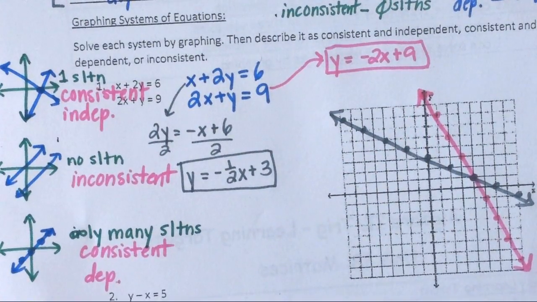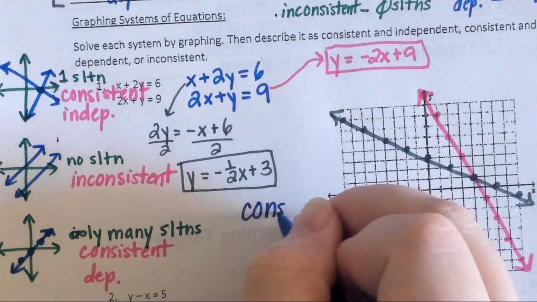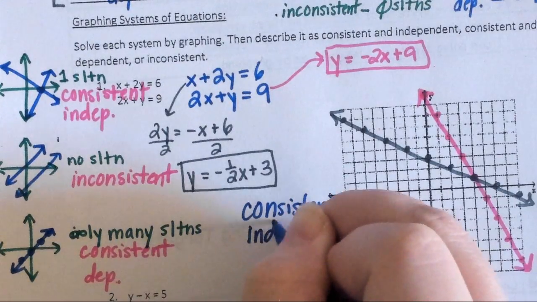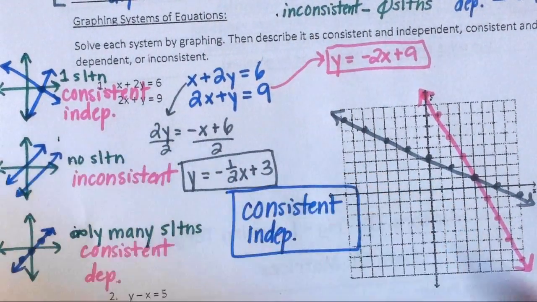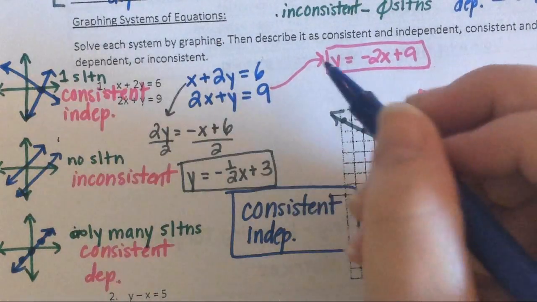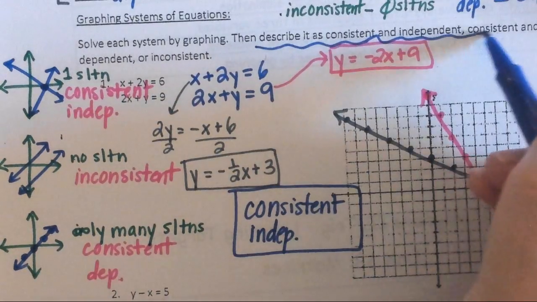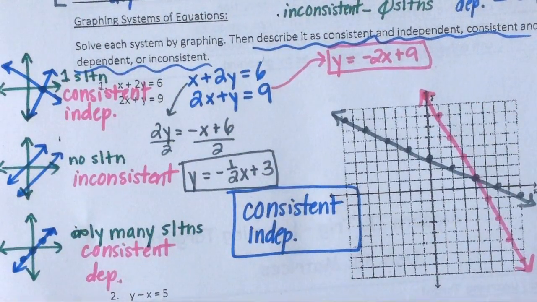What vocab terms should I use? I should say consistent, and I could say independent. And if, Cooper, sadly enough, you forget to include the vocab terms, you've not followed directions, because specifically it says in the directions, describe it as consistent and independent, consistent and dependent, or inconsistent. You have to use the vocab terms.